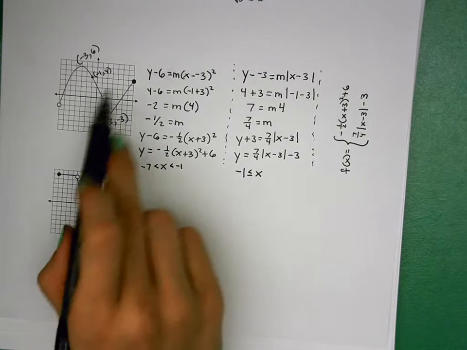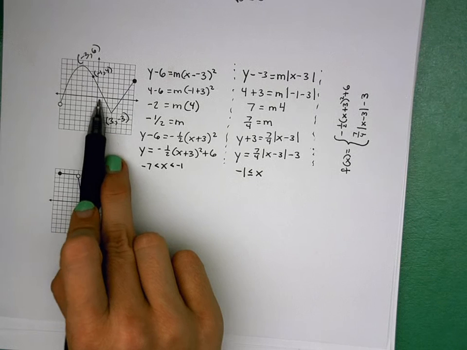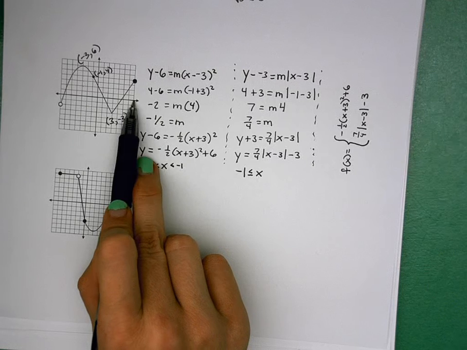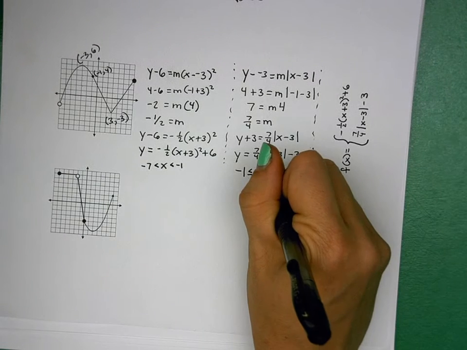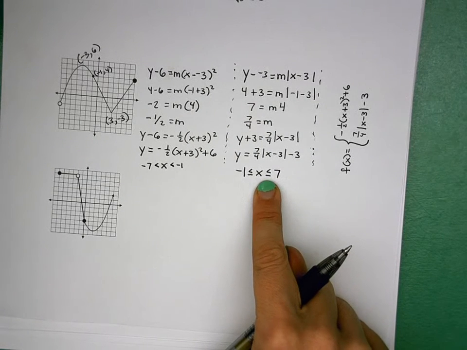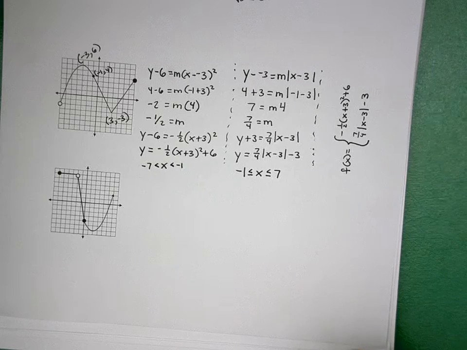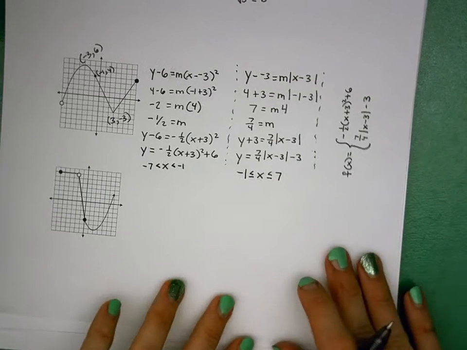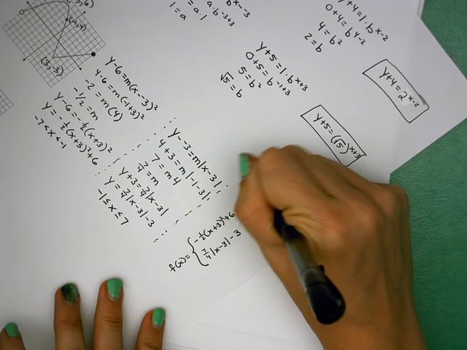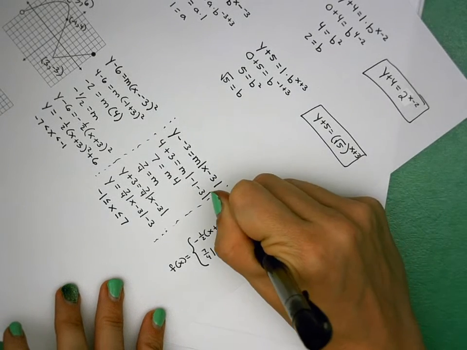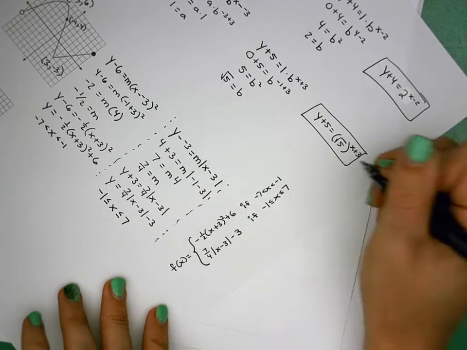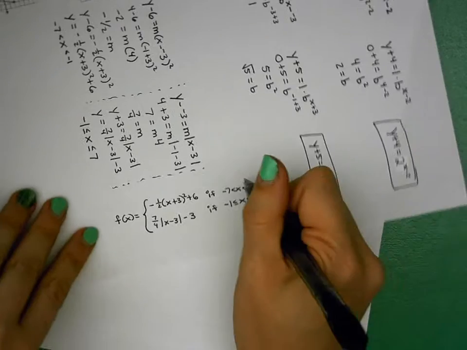Okay, and so my absolute value starts at negative 1, and it keeps going all the way over to x equals 7. And that one is a point at x equals 7, so we're going to have our less than or equal to. And so these are going to go side by side with their respective equation. Okay, so with my quadratic, we have if negative 7 is less than x is less than negative 1. And our absolute value, we have if negative 1 is less than or equal to x is less than or equal to 7. And so there's my piecewise function.